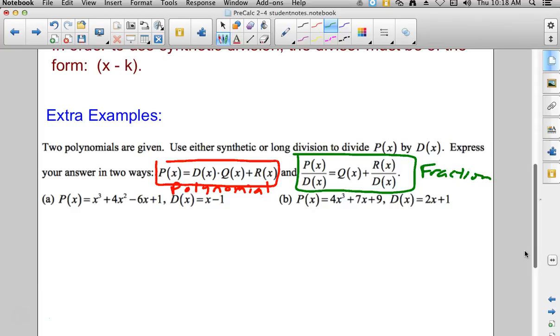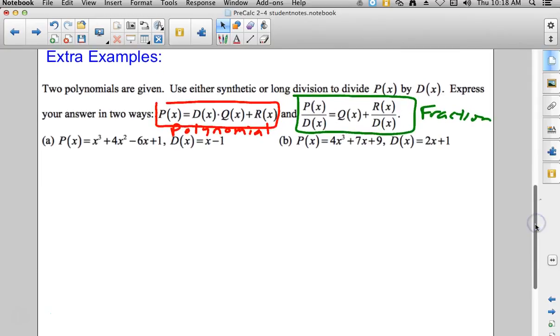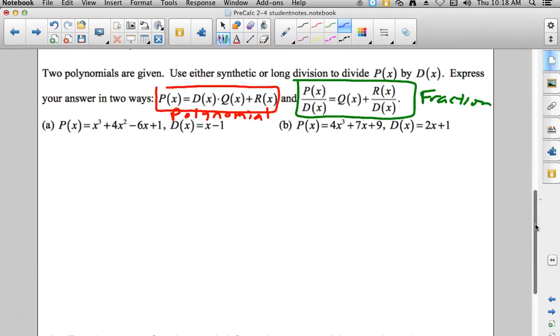So there it is. Let's look at A, and I want you to tell your partner whether or not we could use synthetic for this problem. Yes. And what are you going to use for the little box number? Do it, and then check your answer with your partner right now.